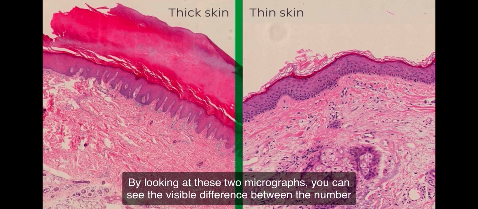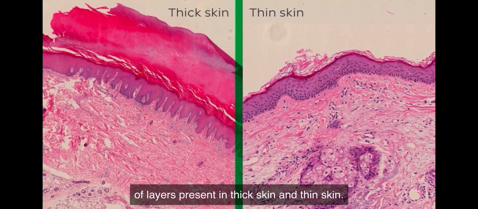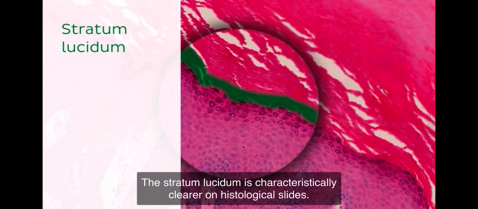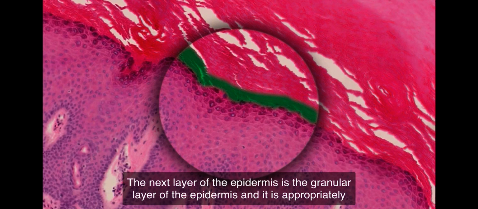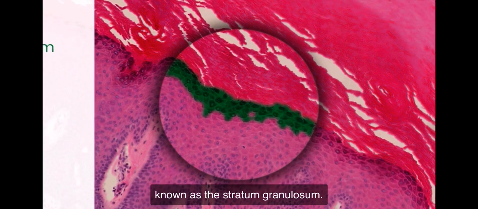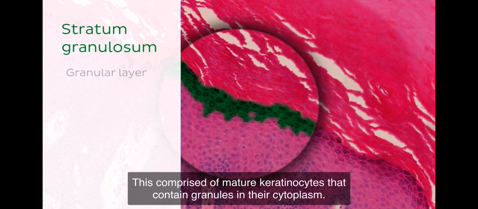By looking at these two micrographs, you can see the visible difference between the number of layers present in thick skin and thin skin. The stratum lucidum is characteristically clear on histological slides. It gets its name from the Latin word lucid, which means clear. The next layer of the epidermis is the granular layer of the epidermis, and it is appropriately known as the stratum granulosum. It is comprised of mature keratinocytes that contain granules in their cytoplasm.